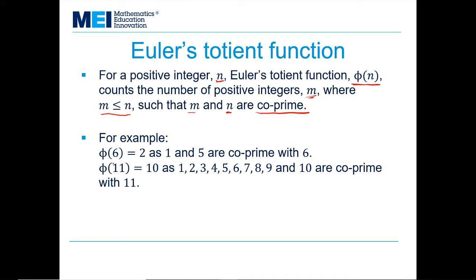So, for example, if we wanted to work out phi of 6, we would look at the numbers from 1 to 6: 1, 2, 3, 4, 5 and 6. Well, 2 isn't coprime with 6, 3 isn't coprime with 6, 4 isn't coprime with 6, and 6 isn't coprime with 6. So that leaves 1 and 5, so phi of 6 is 2. And with phi of 11, there are 10 numbers which are coprime with 11. 1, 2, 3, 4, 5, 6, 7, 8, 9, and 10 are all coprime with 11.